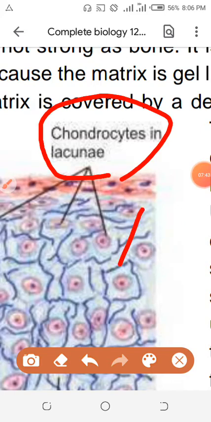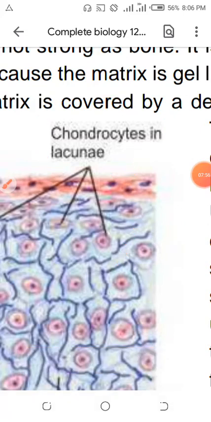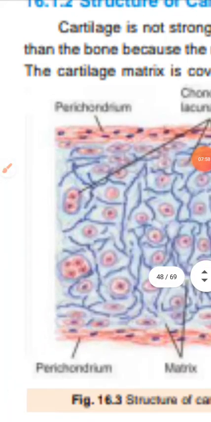Don't see the clip. Close your eyes and speak the spelling of the chondrocyte. Chondrocytes. Living cells of the bone: osteocyte, osteoclast, osteoblast, osteostem. So these are the differences between the bone and the cartilage. Where is the cartilage present?